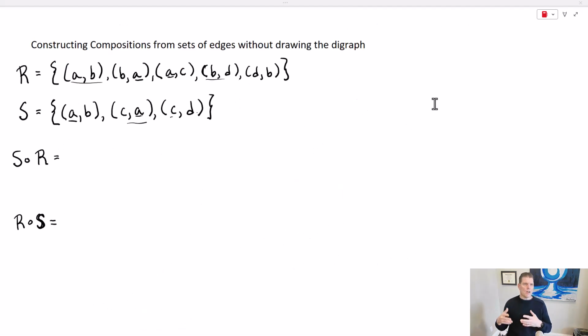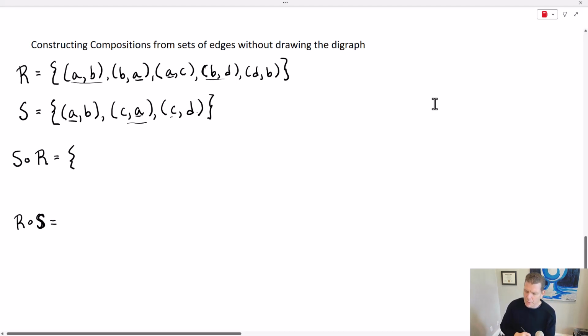Now, digraphs are great for visualizing relations. And we know that there's a one-to-one correspondence between a digraph and its relation. However, if you're working with computers, or you want to do this analytically, or really understand how that whole process of composition works, frequently you're going to want to imagine what would happen if you construct compositions from sets of edges without drawing the digraph. And it's a pretty easy process, although you have to be really careful and meticulous, or else you make a lot of mistakes.